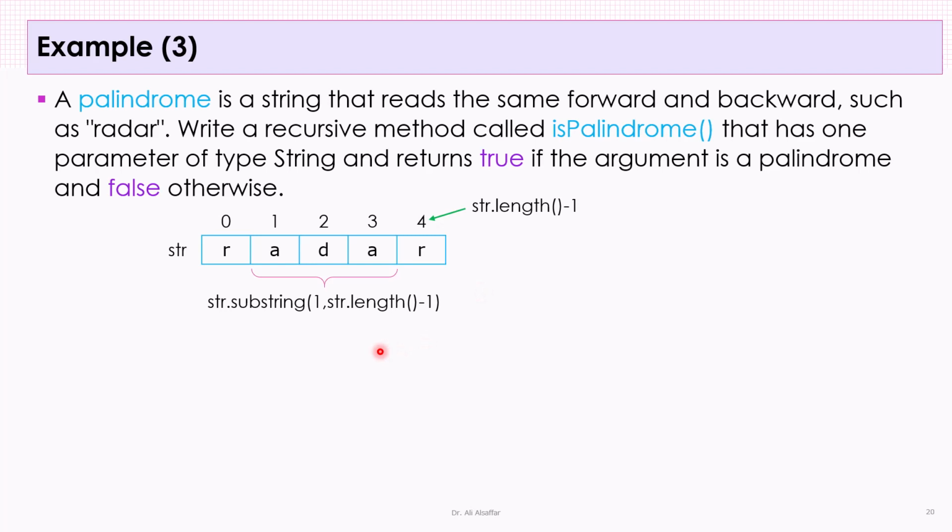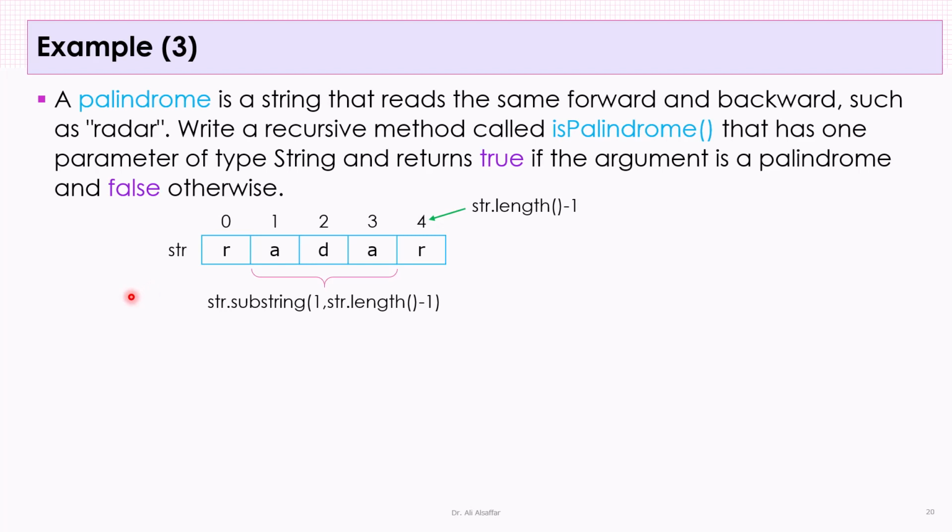And again, you have to repeat the same process. You compare the first character of this substring with the last character inside this substring. If they are not equal, you stop the process and return false, indicating that the string is not a palindrome. Otherwise, you need to find a substring of this substring, again starting from 1 and ending at length minus 1. You keep repeating this until there are no more characters to compare, and the method will return true, indicating that the string is a palindrome.